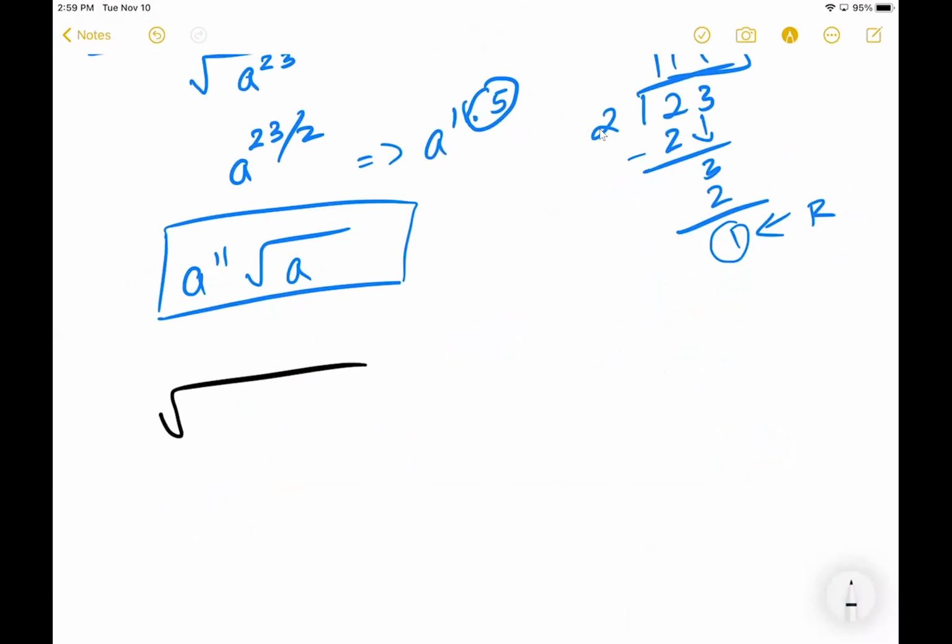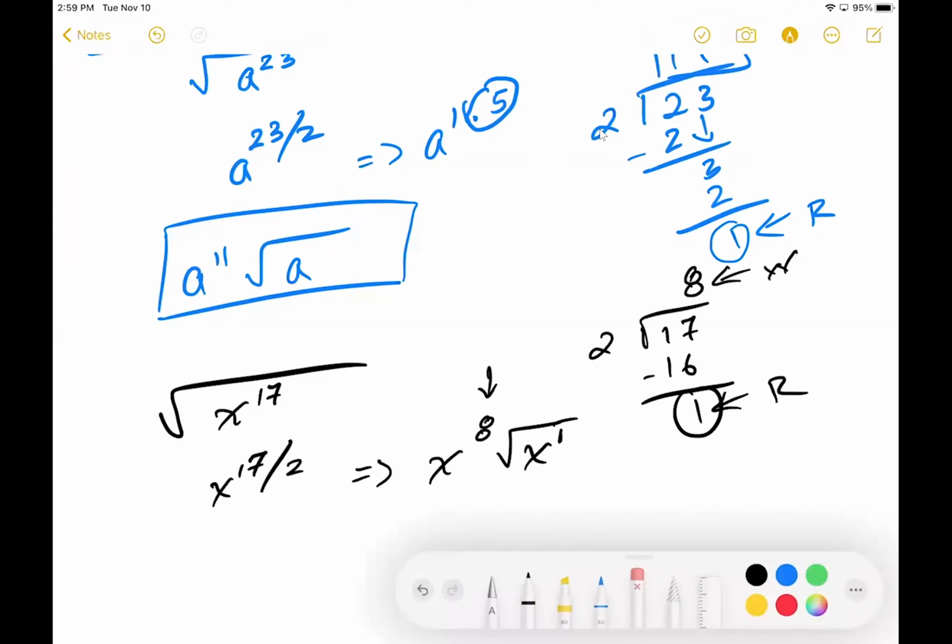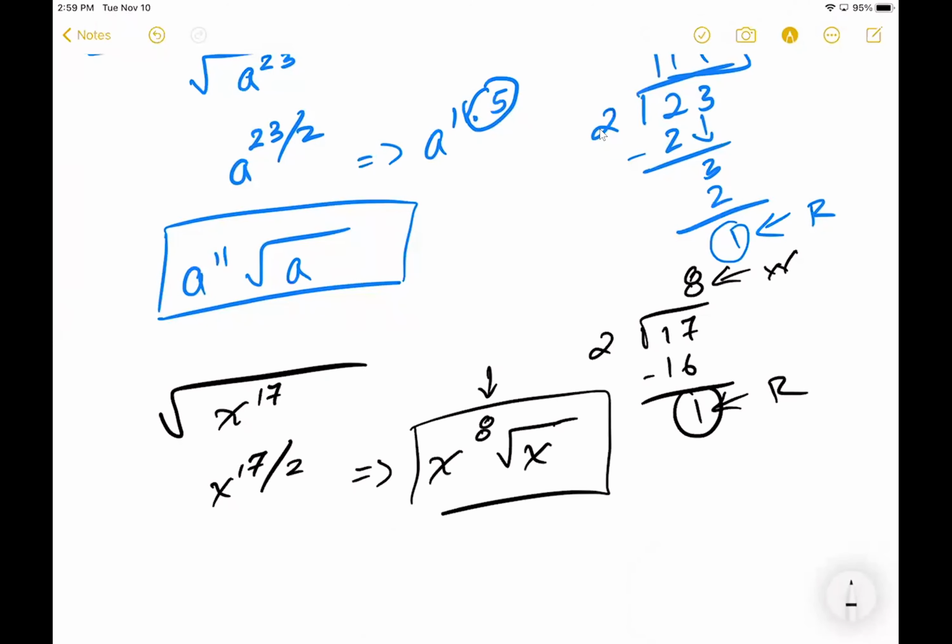Let's say I go back to this x to the 17. If you take x to the 17 and divide this by 2, how many x can you bring to the outside? 8 times 2 is 16, and 17 minus 16 leaves you with 1 remainder. Your whole number is the power on the outside. Your remainder is the power on the inside. But because it's a remainder of 1, we don't really need to write it, which is your answer.